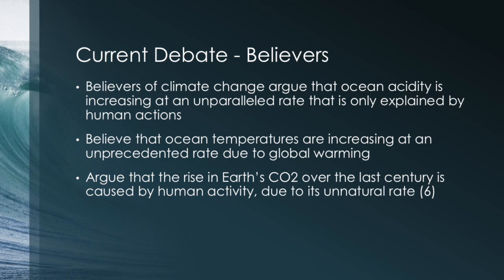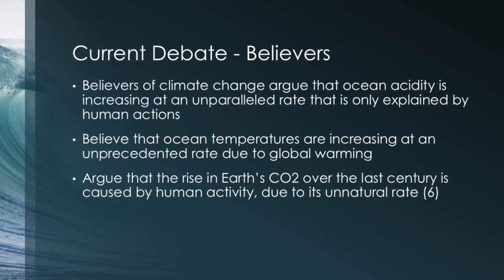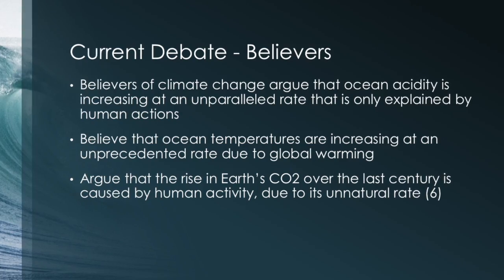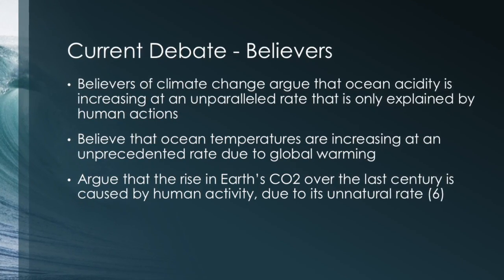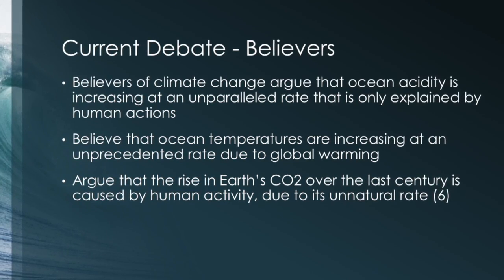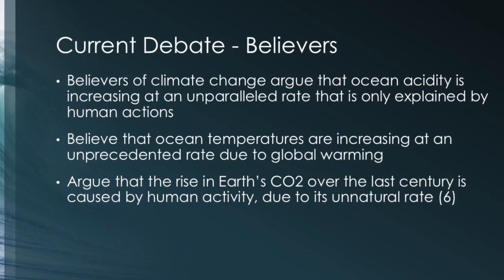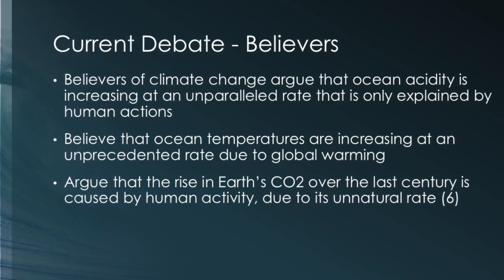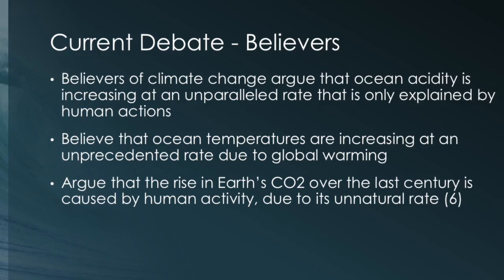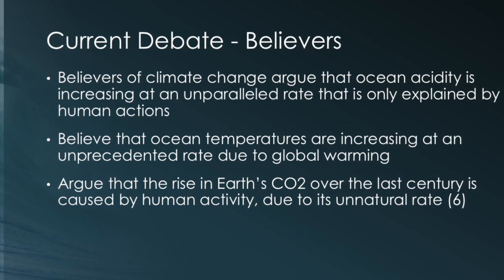And so what's the current debate that's happening in American society? People who believe in climate change and ocean acidification believe that ocean acidity is increasing at an unprecedented rate and is only explained by human actions. They also believe that ocean temperatures are increasing at an unprecedented rate due to global warming. And finally, they argue that the rise in CO2 over the last century is caused by human activity due to their actions.